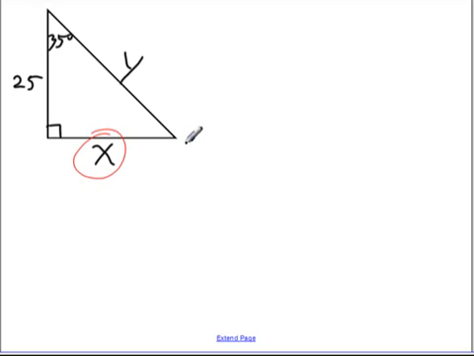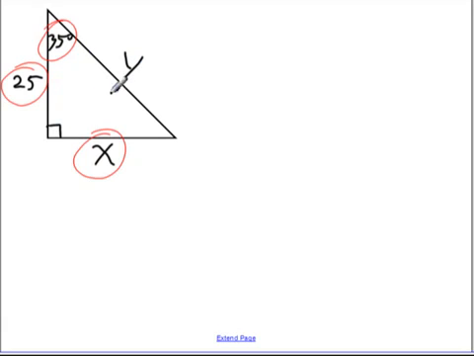So x is what I'm trying to find, and I need to match up one angle with two sides. So I'm going to take the angle that I know, match it up with the side that I am interested in, and a side that I know. Remember, one angle, two sides for your trig equation. And now I have to determine which trig equation to use. Well, which one is going to connect? Let's see what they are.